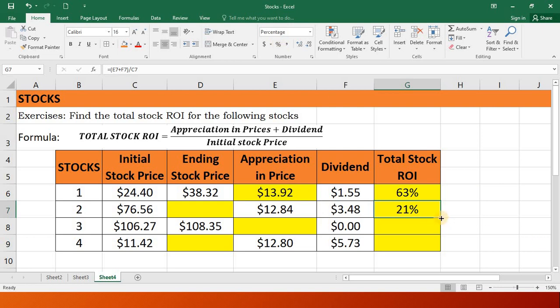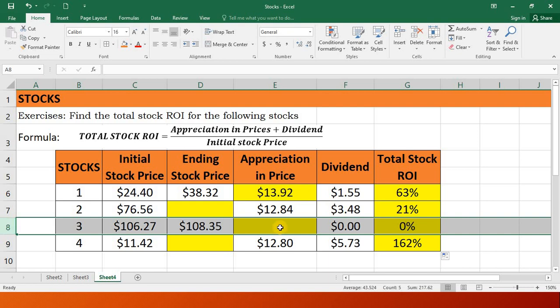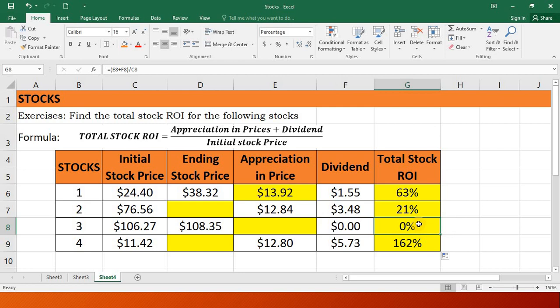So when I drag the formula, it should compute for stock number 3 and stock number 4. There you go. Now notice that on stock 3, we don't have a value for appreciation in price. That's why we have a 0% total stock return on investment. So to fix this, we have to compute for the appreciation in price. This should be the difference of the ending stock price and the initial stock price. So when I hit enter, there you go. ROI is 2%.